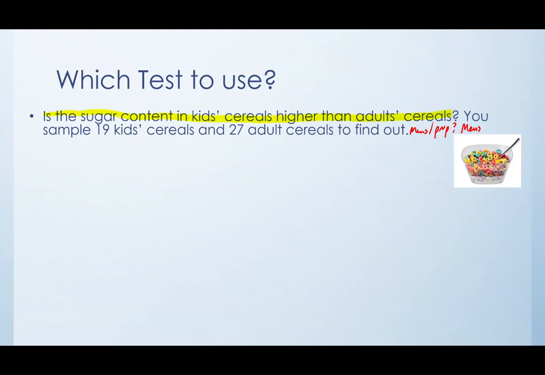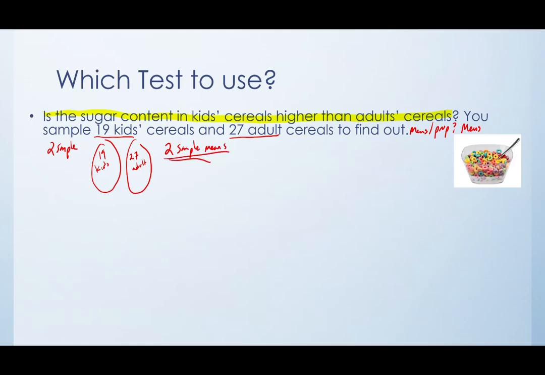Now the question becomes, we definitely have two samples, right? You sampled 19 kids cereals and 27 adult cereals. The question is, are they independent or not? So I've got my group of 19 kids cereals and my group of 27 adult cereals. If I pick one cereal out of the kids group, is it linked in any way, shape, or form to the adults? No, it can't be, because our two sample sizes are different. I would run out of kids cereals before I linked up all the adults. So this is a two sample means problem.